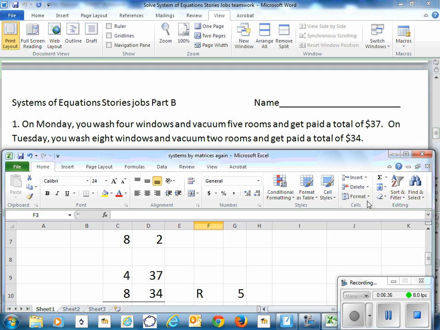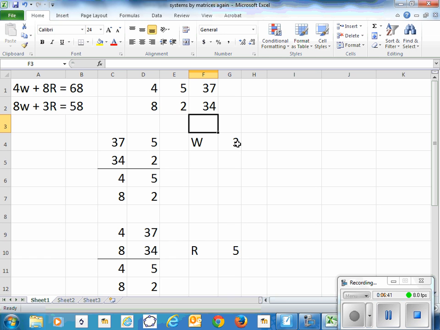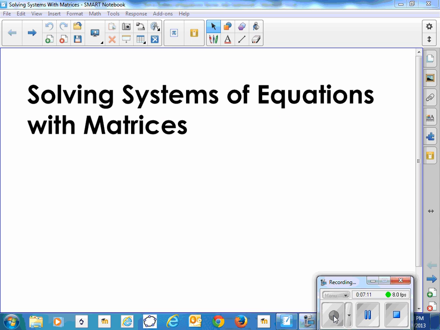So it has recalculated those values as $3 per window, $5 for a room. Okay, so down here it says the answers to those are 3 and 5. Anyways, it's fairly simple once you get it set up in Excel. It can take some time to get it set up, but I'd like you to be able to solve some of these using matrices. Solving systems of equations with matrices.